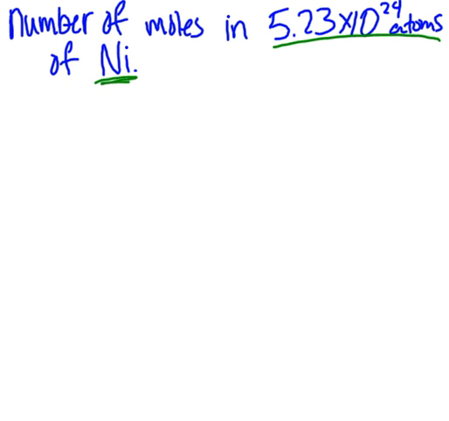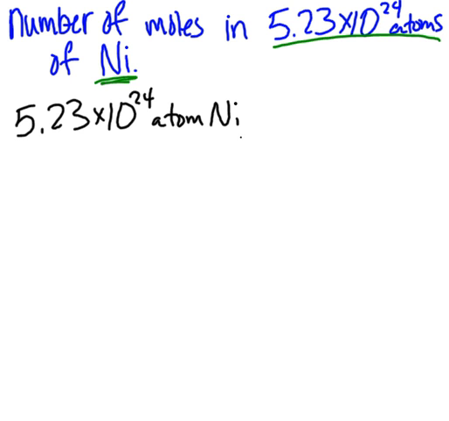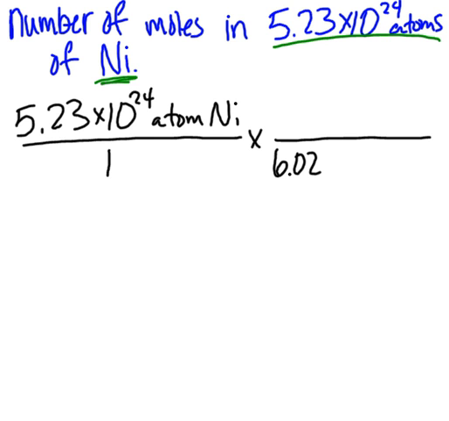So, do my problem. I start with what I'm given, always: 5.23 times 10 to the 24 atoms of nickel. Remember, you need to always include your chemical formula or chemical symbol in your dimensional analysis. I know that I need to get rid of atoms, so 6.02 times 10 to the 23rd atoms of nickel go on bottom, and that's 1 mole of nickel.